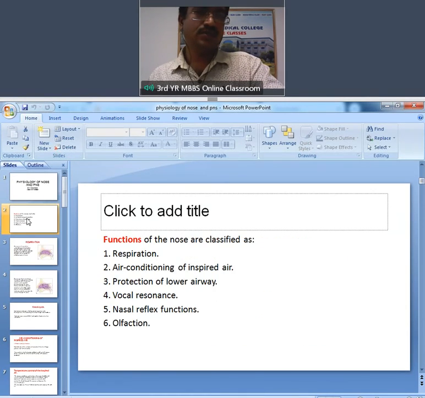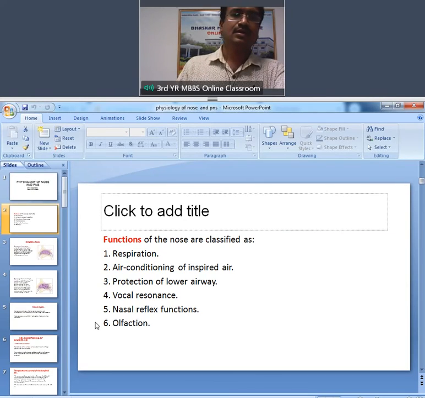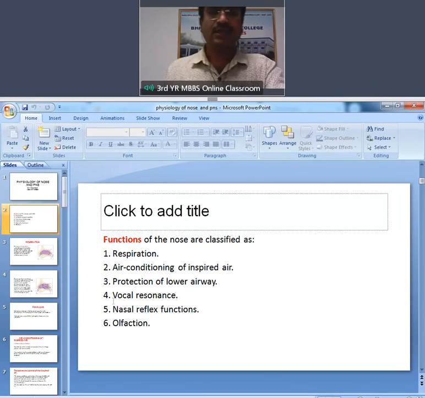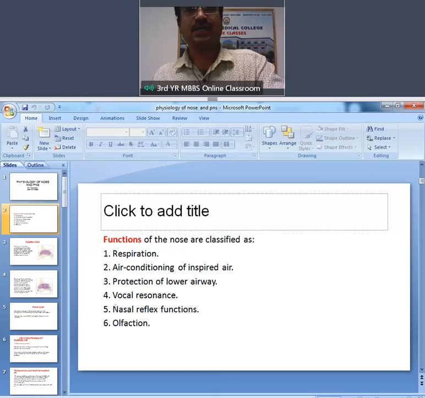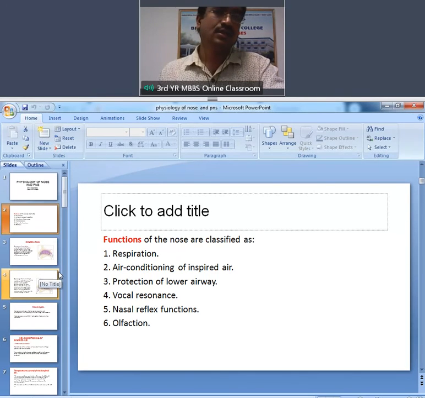Just remember these functions: respiration, olfaction, protection of the lower airway, vocal resonance, nasal reflex function, and air conditioning of the inspired air. These are the 6 functions of the nose. In respiration, you have inspiration, expiration, and the nasal cycle.